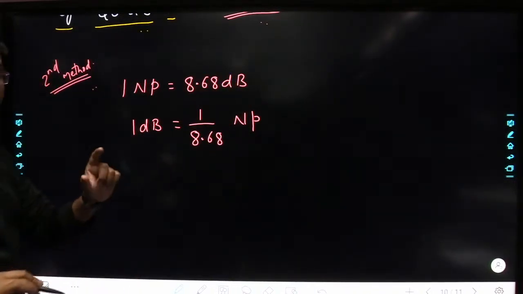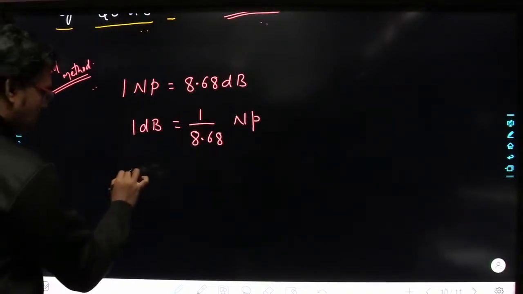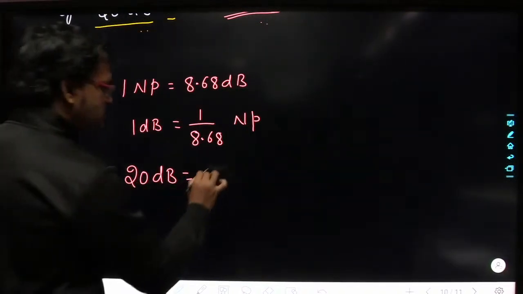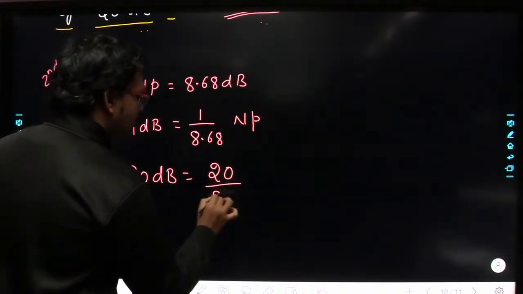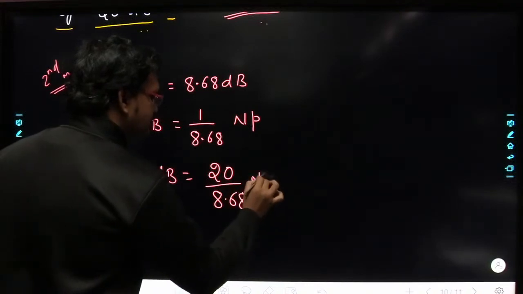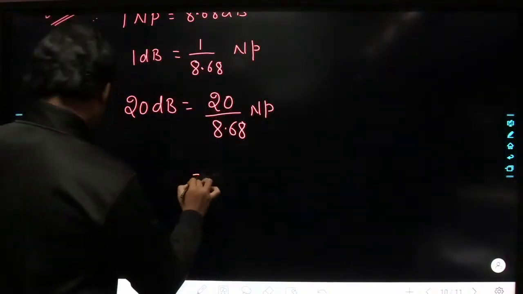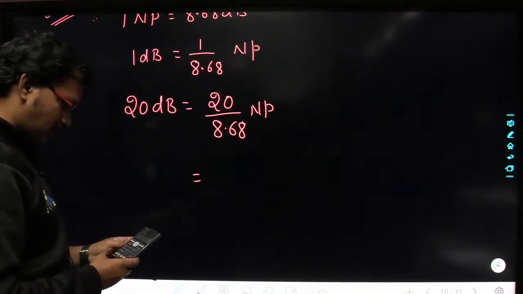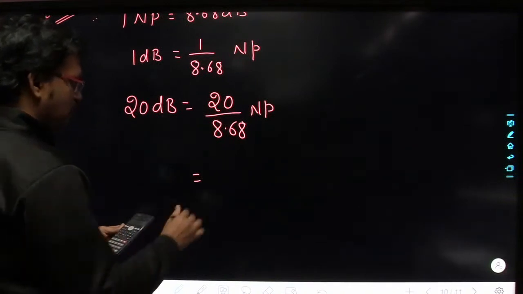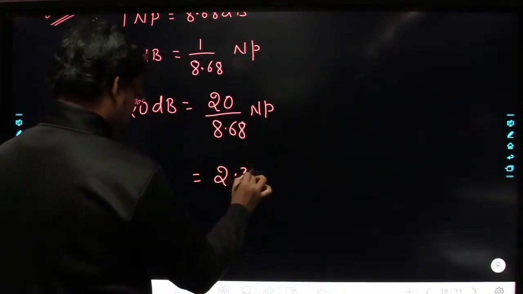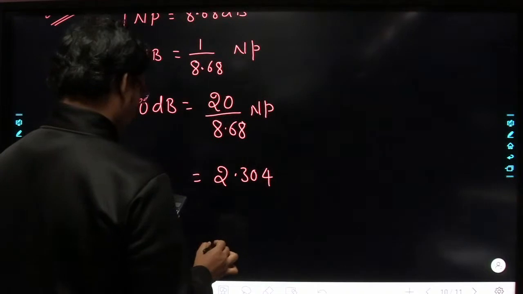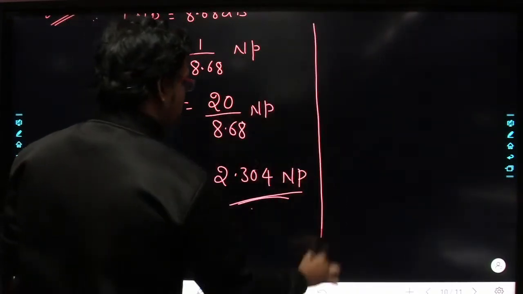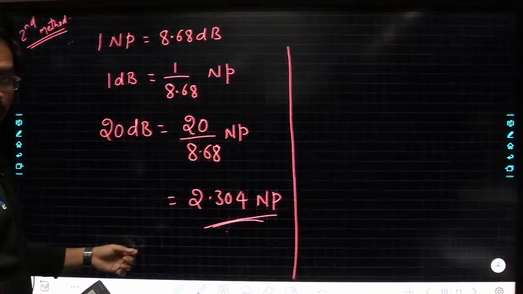Here they have given the overall attenuation as 20 dB. So I can convert this 20 dB into Nepper. 20 dB is equal to 20 divided by 8.68 Nepper. So 20 divided by 8.68 is equal to 2.304 Nepper. So 20 dB is equivalent to 2.304 Nepper.